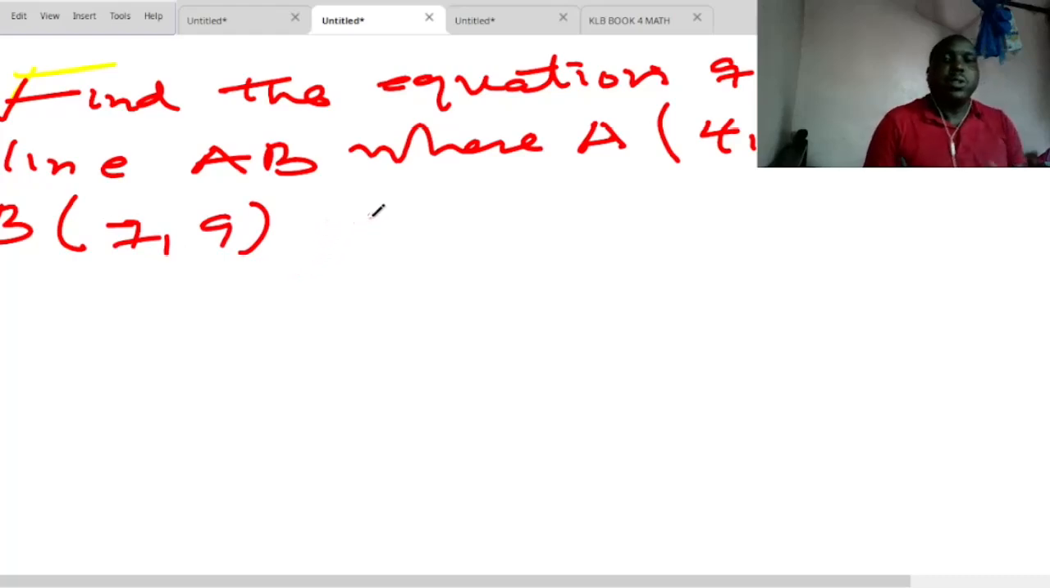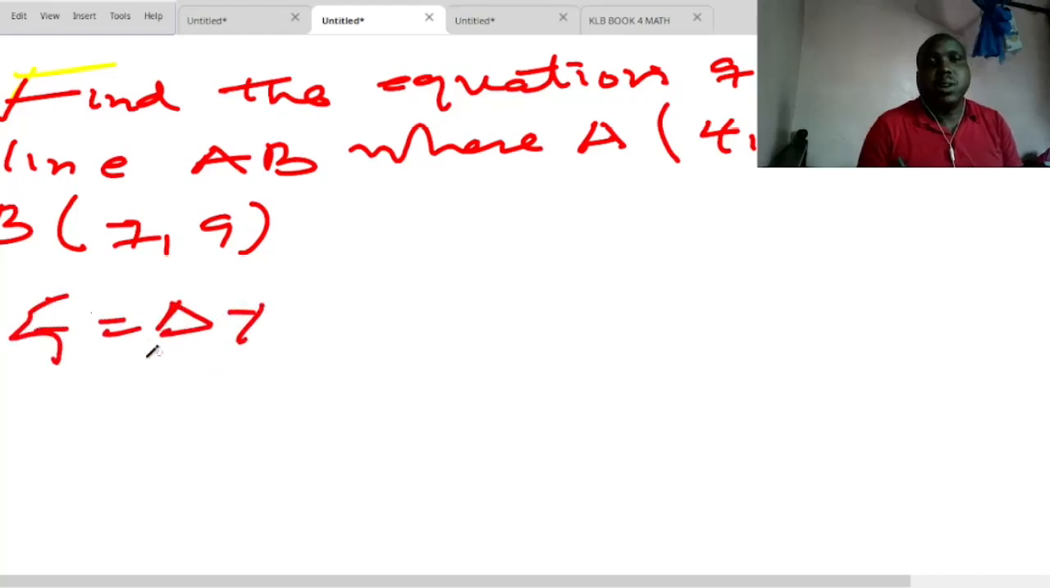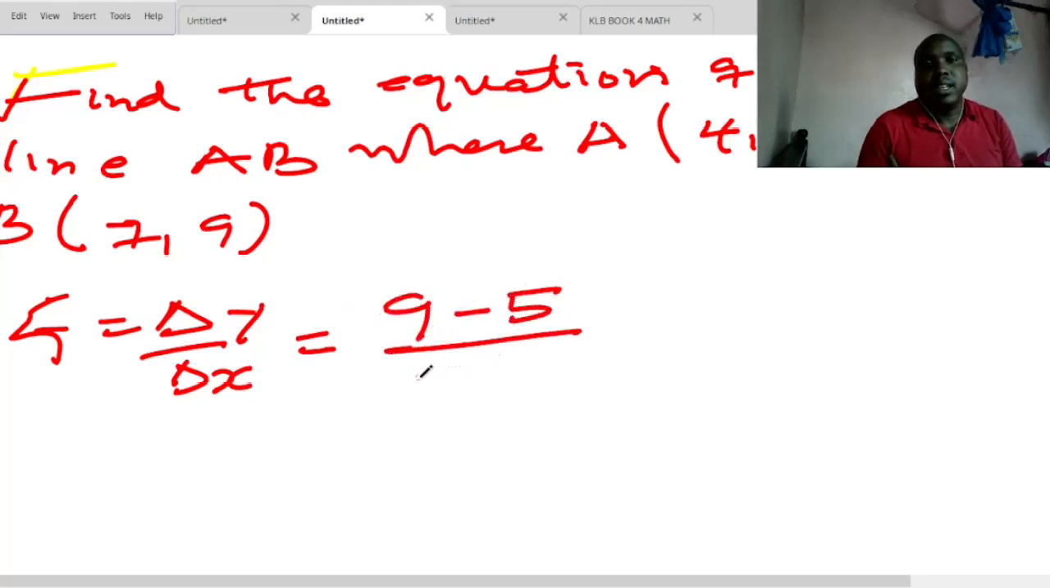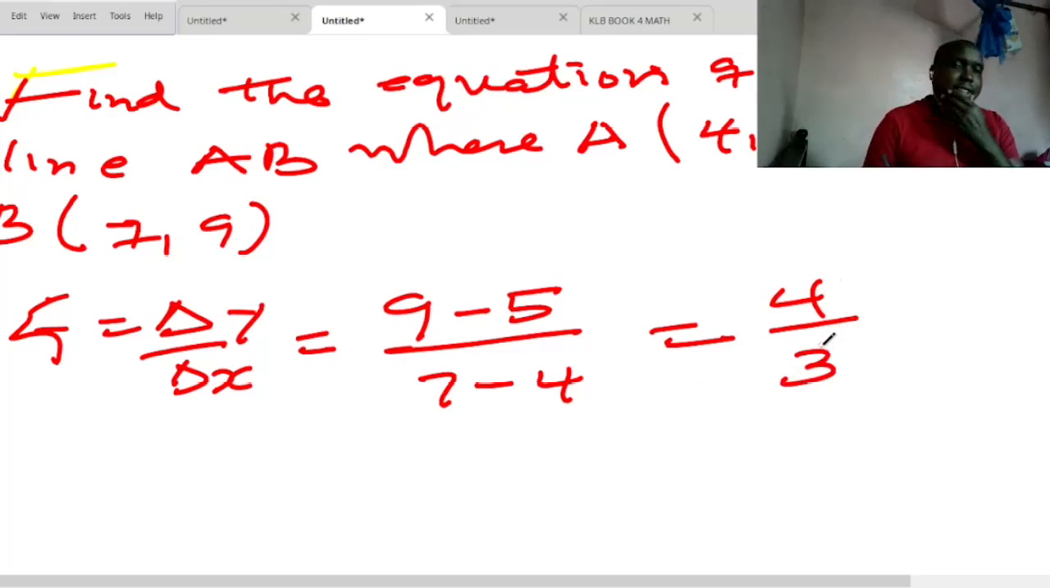So number 1, let's get the gradient because we need a gradient. Gradient is equal to change in y over change in x. We can start with the big one, 9 minus 5, divided by the other one, 7 minus 4, which is equal to 4 over 3. So the gradient is 4 over 3.